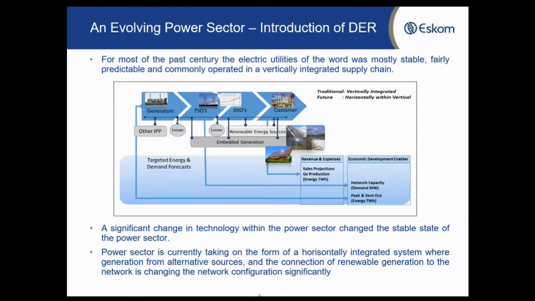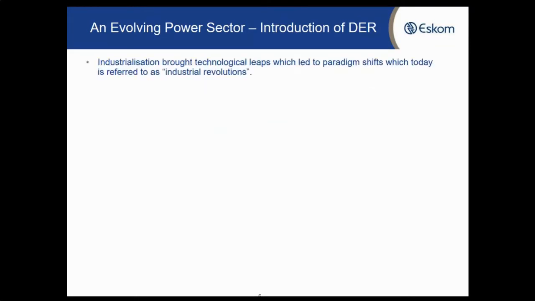However, these days we find that the vertically integrated supply chain has changed around to a horizontally integrated power supply chain, where we've got the integration of the IPPs and embedded generation, and we now have to see how we service each of our clients within this new set of supply chain in our evolving power sector.